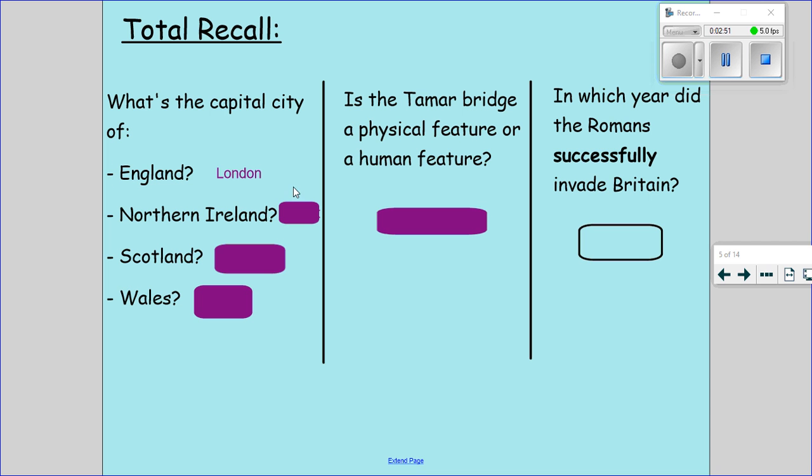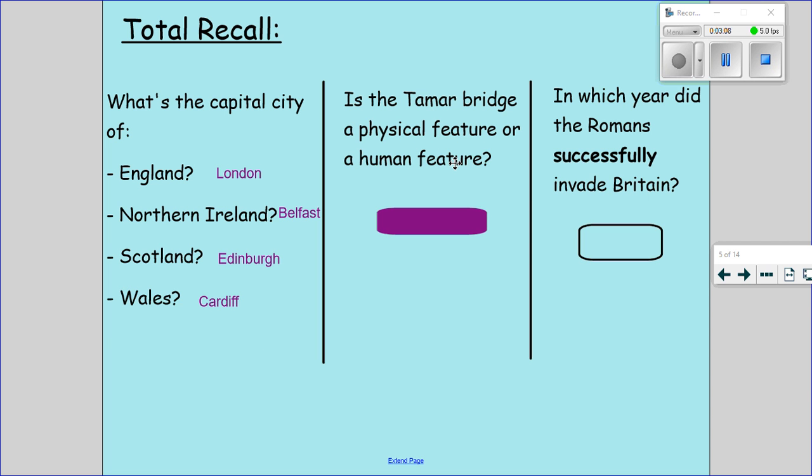That is London. What's the capital city of Northern Ireland? It's Belfast. What's the capital city of Scotland? Edinburgh. And what's the capital city of Wales? It's Cardiff. Let's give them a tick if you got them right, or just edit them if you need to.